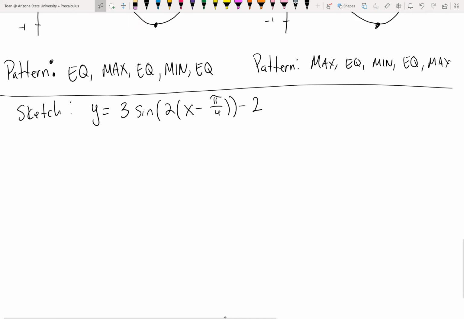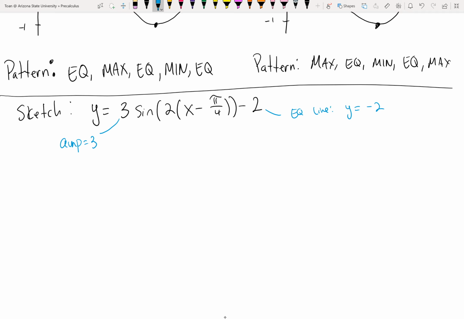The first thing I would do is start labeling things like crazy. And again, I said the easiest things to figure out are the amplitude and the principal axis. So clearly, right away, I hope everyone can see that the amplitude is 3. That means it's going to go up 3 and down 3. And the principal axis, or the equilibrium line, is y equals -2. It'll always be y equals whatever that guy is.